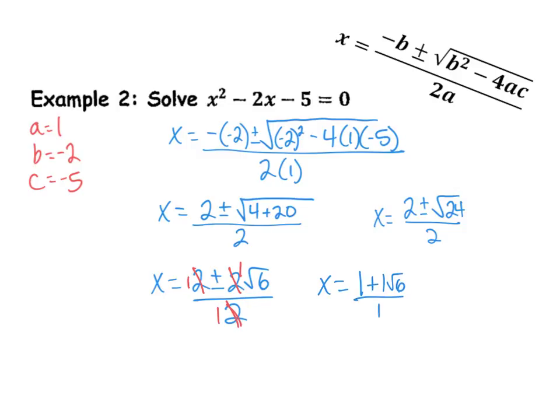Do I need to be putting, which ones do I not need to put? Where? Be specific with me right now. The one on the bottom I don't need to put. Where else? Good job. X equals 1 plus rad 6. What's my minus version?